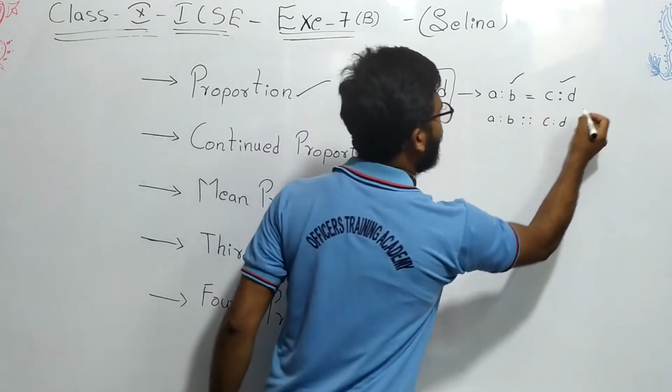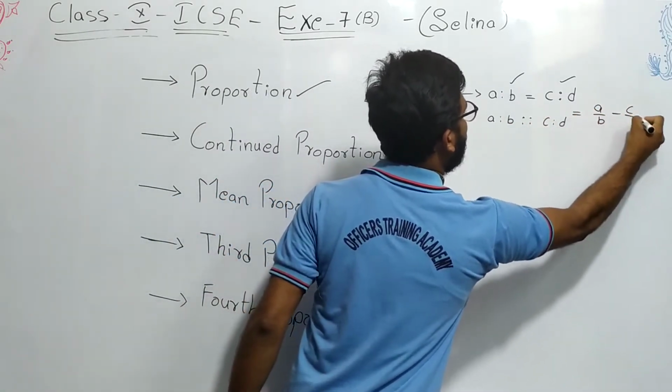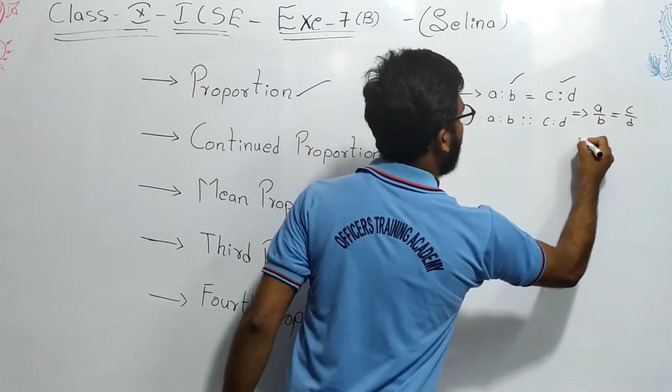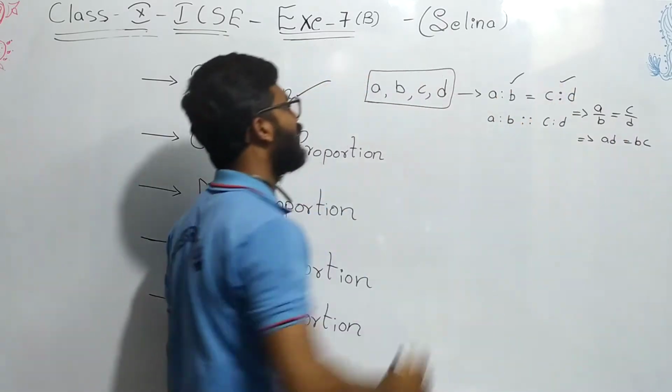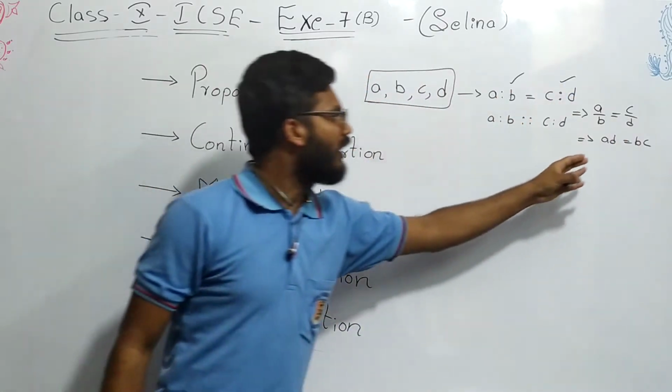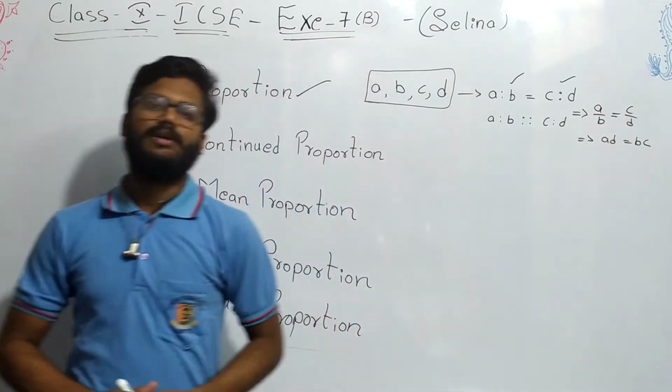And in the same way, from this you can write A by B is equal to C by D. That implies AD is equal to BC. If A, B, C, D are in proportion, then you can tell AD is equal to BC and also A by B is equal to C by D.